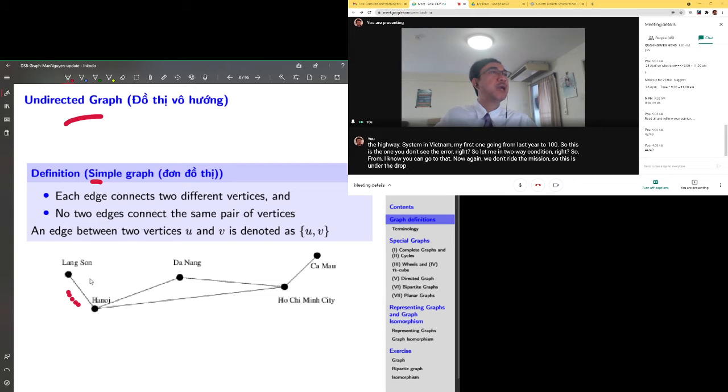And there are some cases where you don't see the connection line between Lạng Sơn and Da Nang. You don't have that connection, that means you don't have that edge. But you have Hanoi, Da Nang, good. You have Da Nang, Ho Chi Minh City, etc.